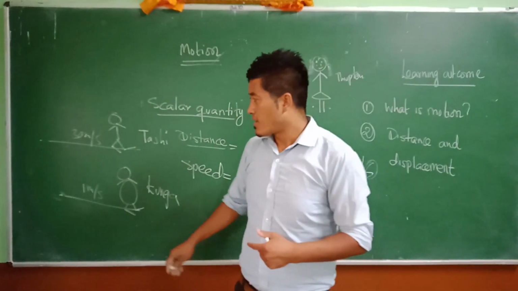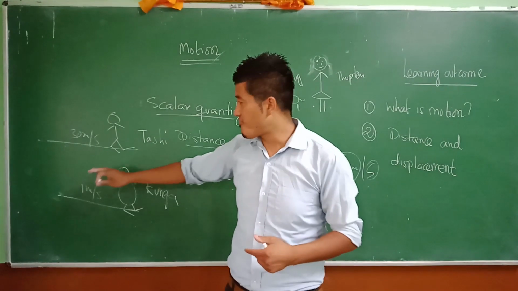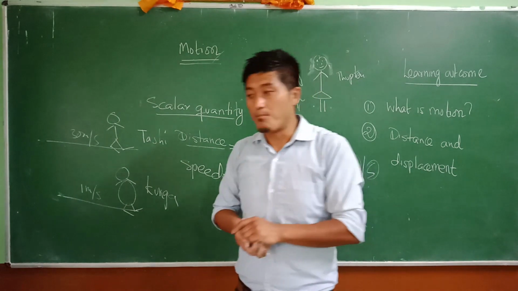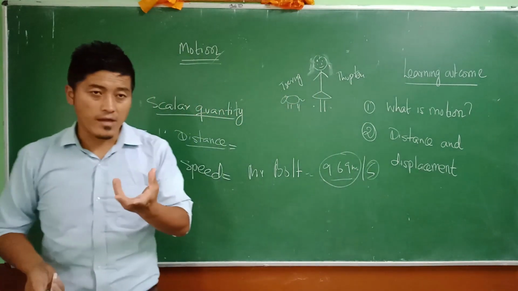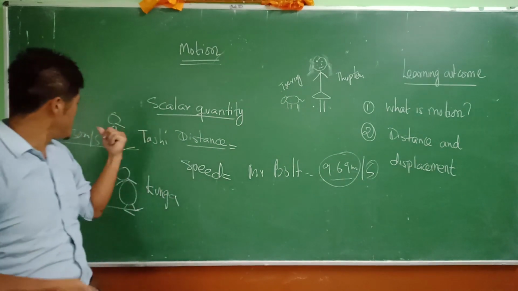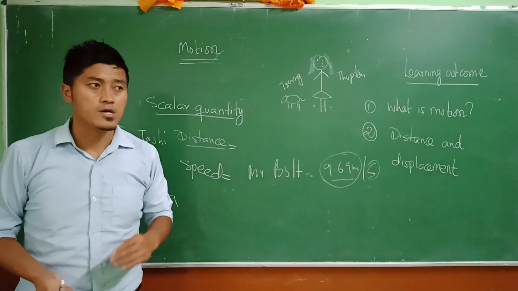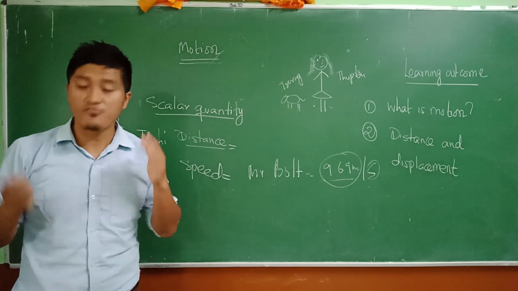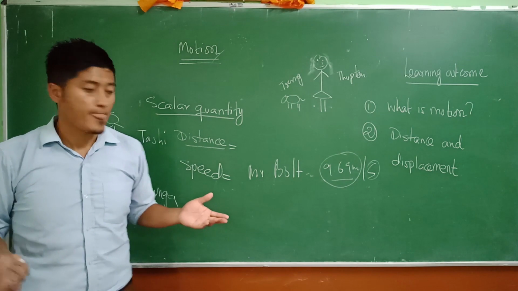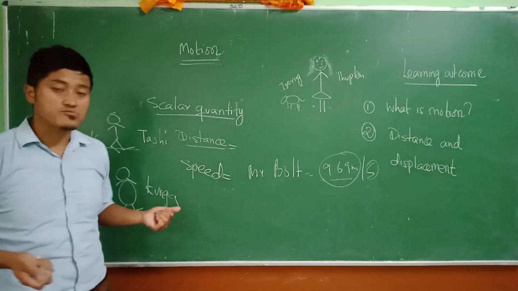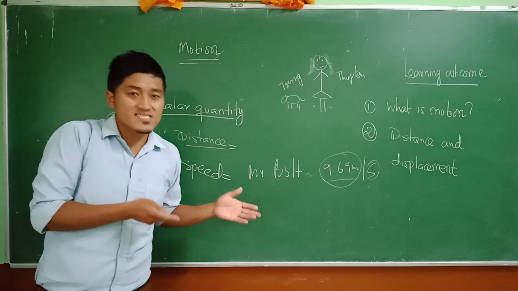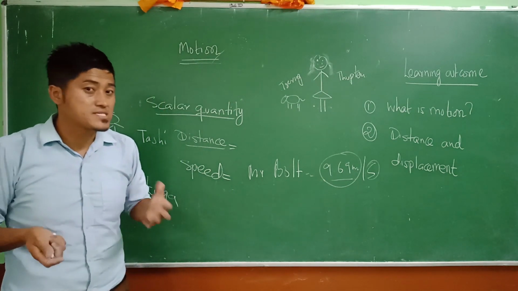Now, by looking at the diagram on the blackboard, you can see in which direction he is running. But if I just tell you that Tashi is running at a speed of 30 meters per second, you won't be able to understand in which direction he is running. He is a very fast boy. Same in the case of Kunga, running 1 meter in 1 second, you won't be able to understand in which direction he is running.